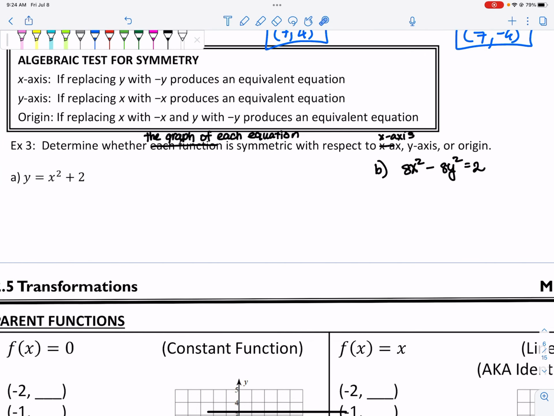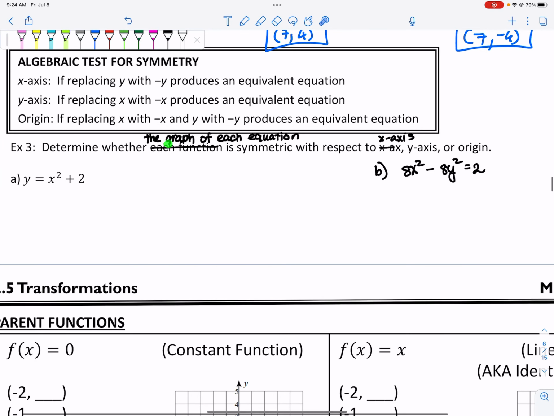In this video, you will learn how to determine whether the graph of an equation is symmetric with respect to the x-axis, the y-axis, or the origin without having to graph. To test for symmetry about the x-axis, we replace the y value with a negative y value and see if it gives us the same equation as the original equation.